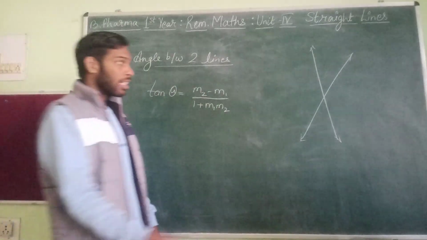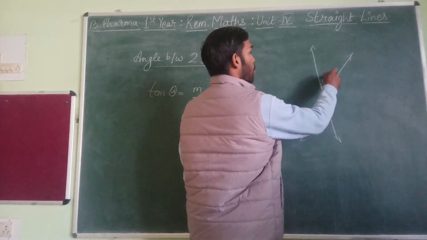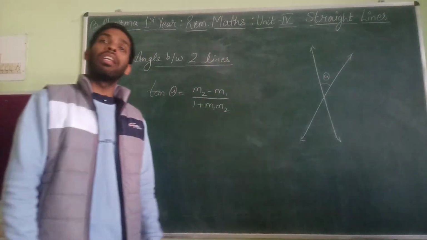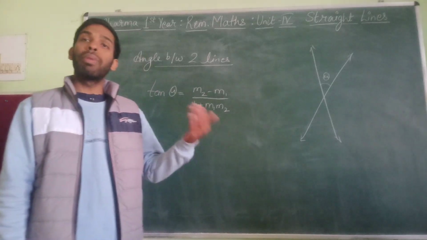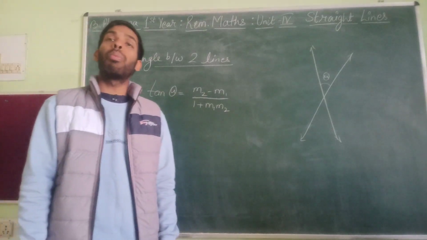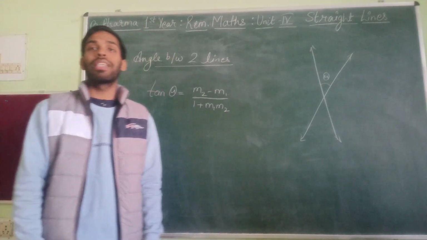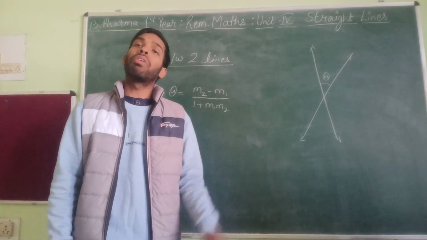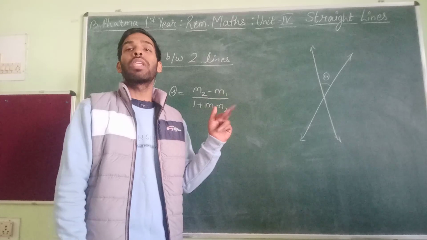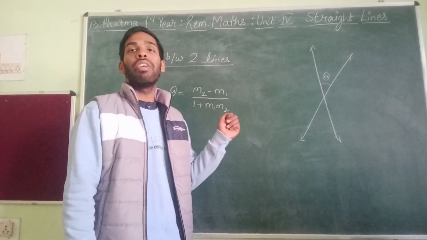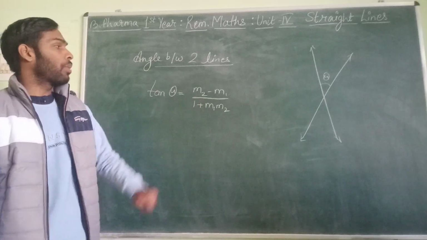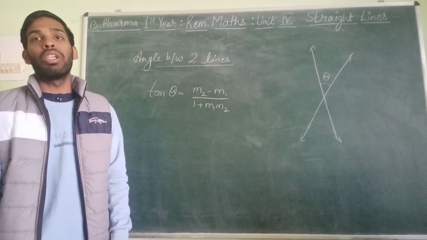Now let us say this is the angle in between those two lines, and if we are to find out this angle, then what thing should be given to us? The slope of the two lines must be given to us, that is m1 equals the slope of first line and m2 will be the slope of second line. If these two slopes are given to us, then very easily we can find out the angle between two lines by using this formula m2 minus m1 upon 1 plus m1 into m2.